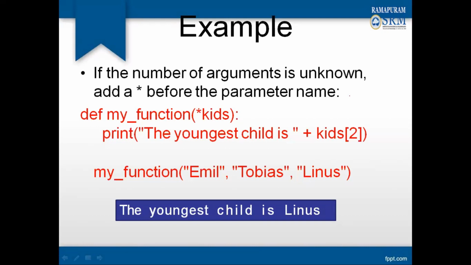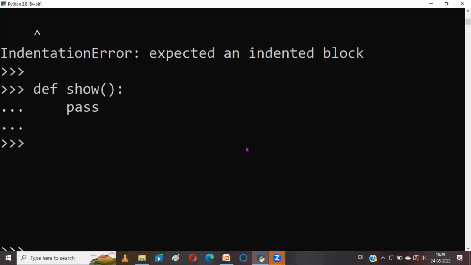If there is no index number, okay, let me check. If there is no index number, it will be a collection of all the data. Okay, I will show you the example. It will keep all the data. Okay, definition: show of asterisk A. Then print A. We are just printing A.